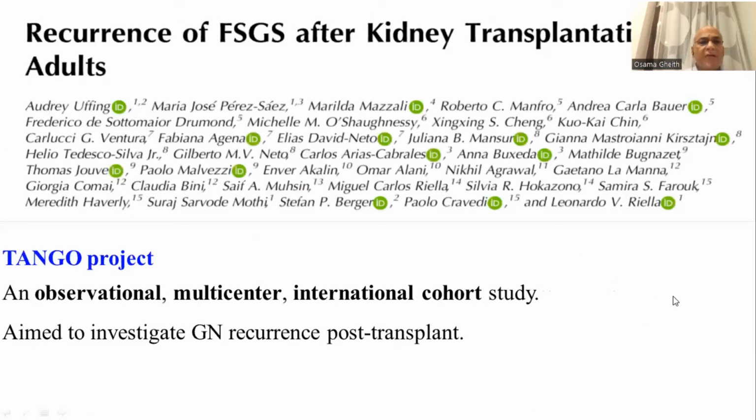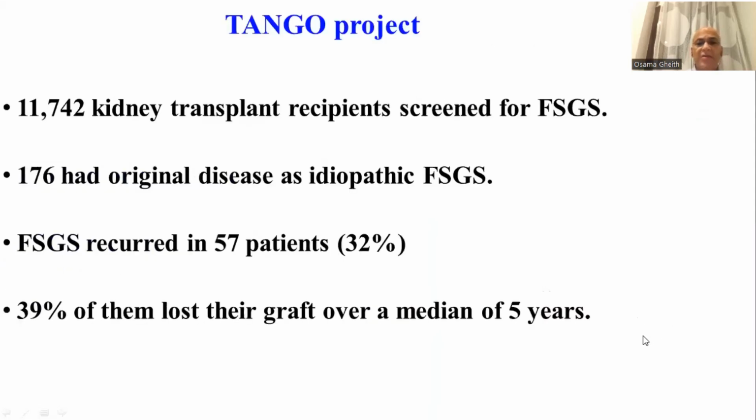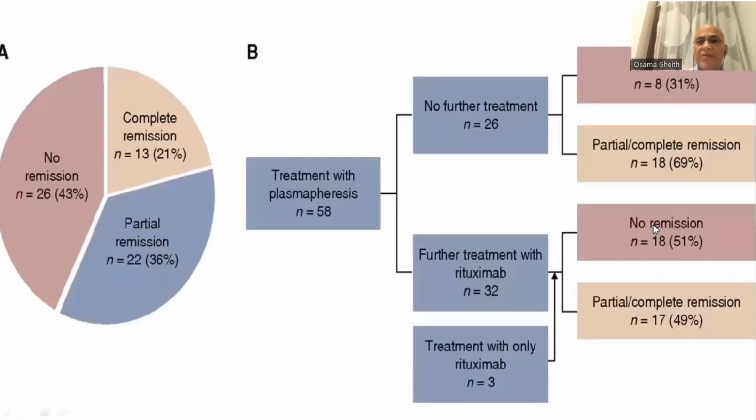Regarding recurrence of FSGS after transplantation, the TANGO project is an observational multi-center international cohort study aimed to investigate glomerulonephritis recurrence post-transplant. They evaluated more than 11,000 kidney transplant recipients screened for FSGS, and they found 176 patients with FSGS as original kidney disease, and FSGS recurrence in 57 patients, and nearly 40% of them lost their graft over a median period of 5 years.